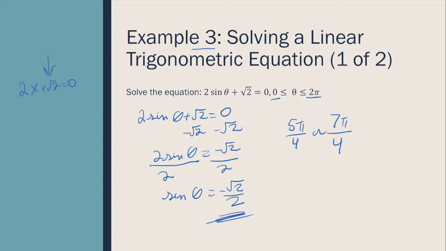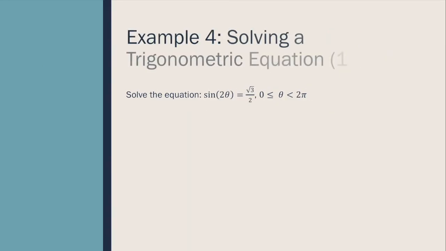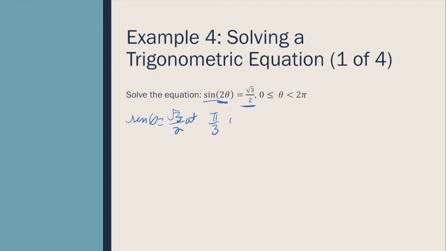Let's work through another example. So for example 4, if I have sine of 2 theta equals the square root of 3 over 2, how am I going to solve this? Well, I know that the sine of 2 theta has to equal the square root of 3 over 2. So where is sine of theta the square root of 3 over 2? So sine of theta is the square root of 3 over 2 at pi over 3 or 2 pi over 3.